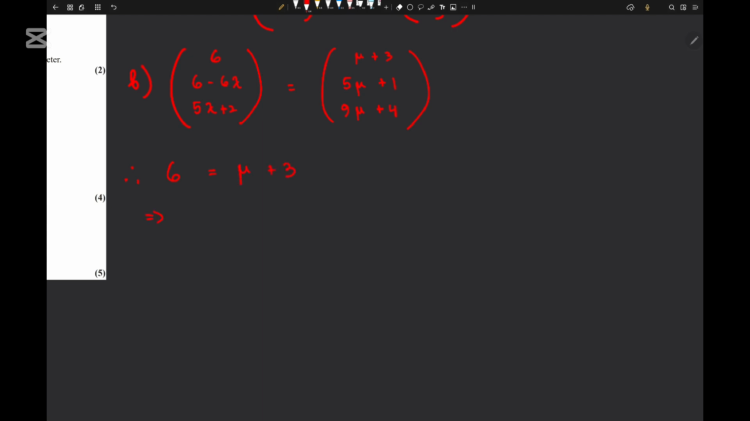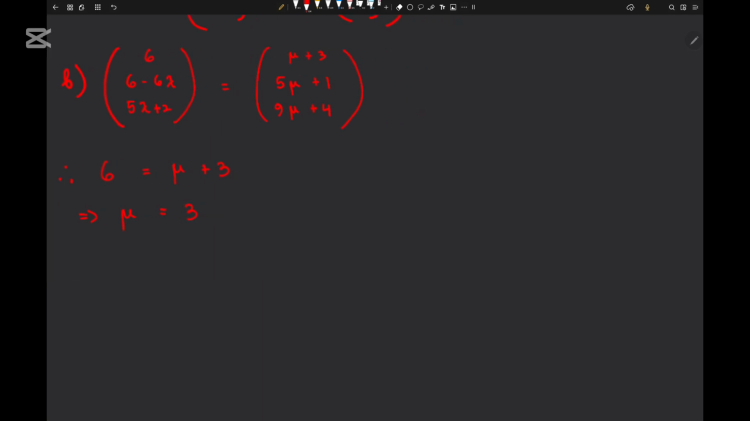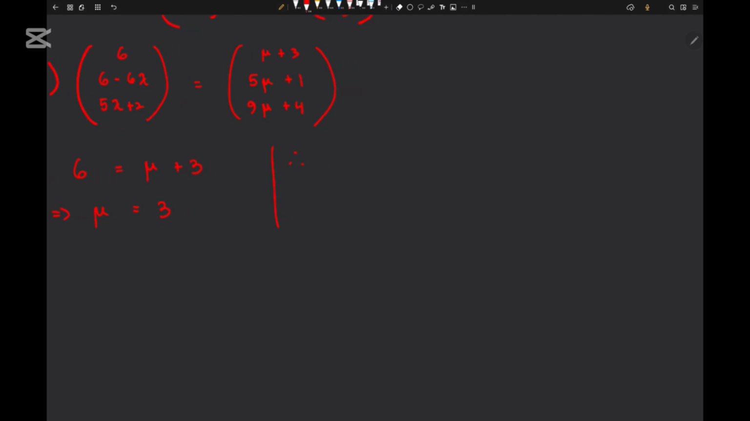So the value of mu is 3. Now let's equate the second pair of values, which is 6 minus 6 lambda equals 5 mu. The value of mu is 3 plus 1. So the value of lambda is minus 5 over 3.